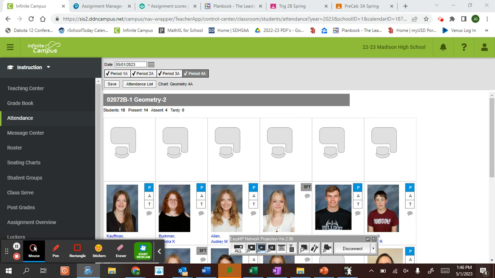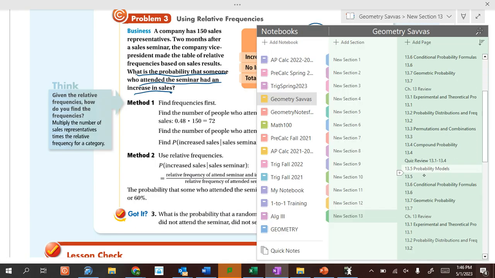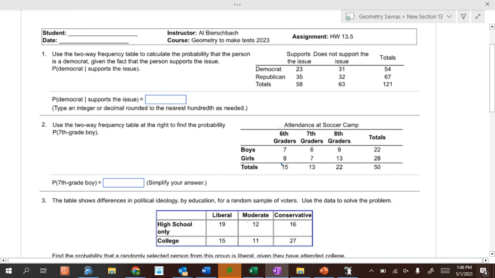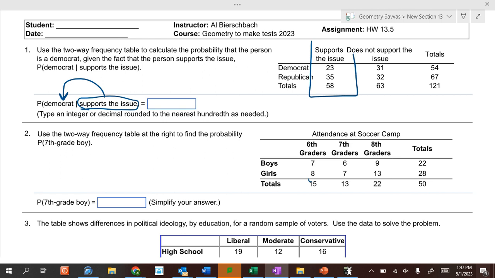All right, let's look at some of the homework problems you might happen to see. So, when you see a line like this, that is the group that we're looking at as a group, and then you go back to there to find out the numbers. So, for this one, out of those who support the issue, which is 58 total, how many are Democrat? Well, 23 out of 58.